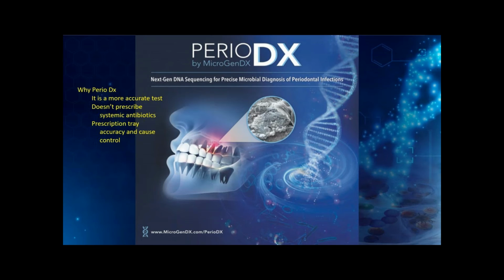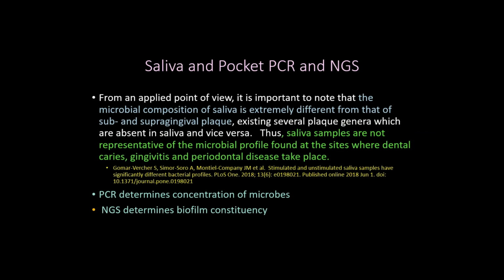I'm going to show you some customized treatments we never would have been able to do if we were not using this PerioDX system. It is a phenomenal system. Now, it uses 2 concepts. It uses a salivary rinse and a pocket sampling. Understand, the saliva samples are just not representative of the bacteria that are in the pockets. PCR determines the concentration of microbes. Next generation sequencing tells you what's present.